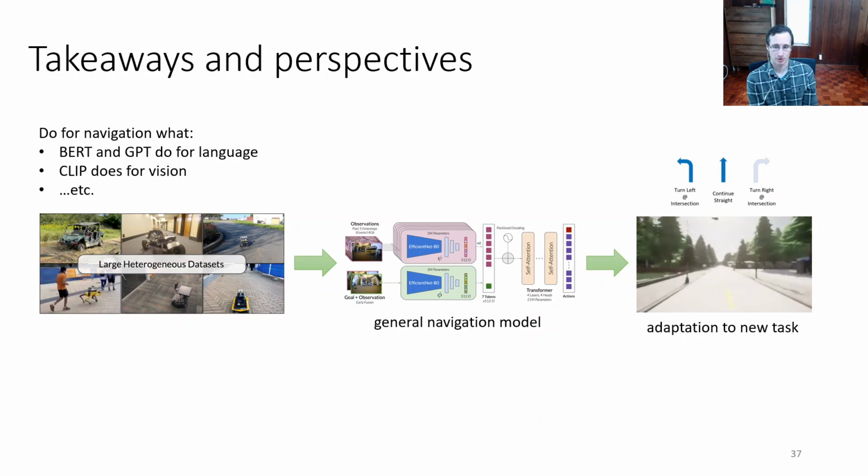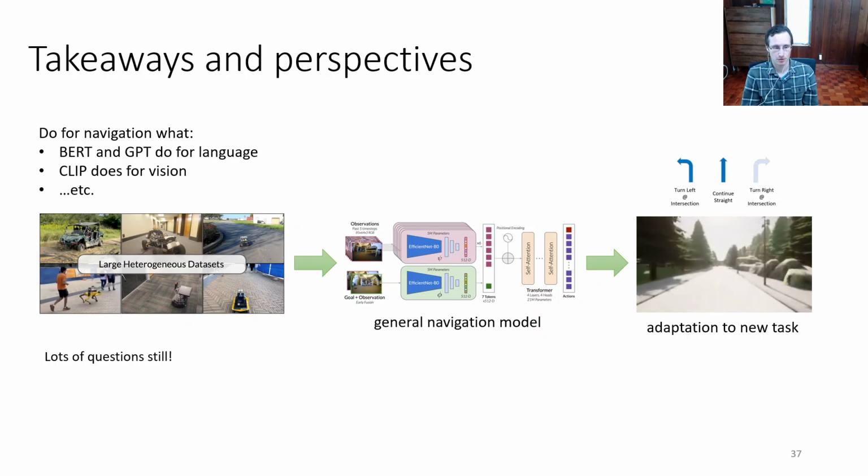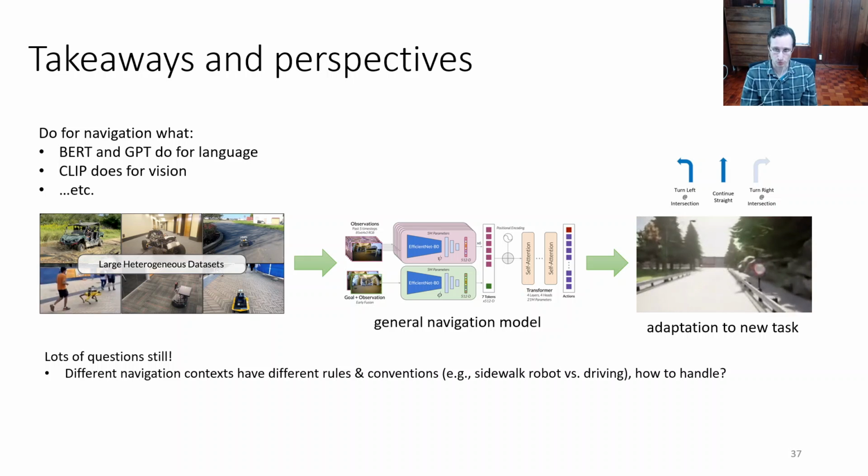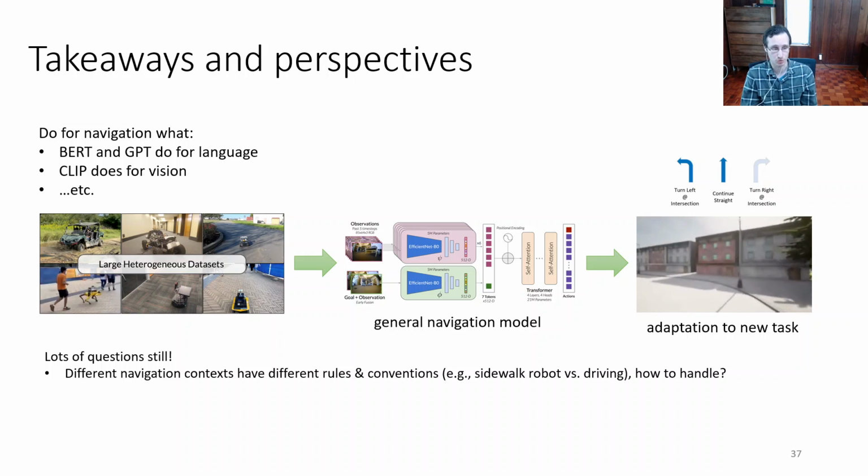So some takeaways and perspectives about ViNT. The goal here was really to do for navigation what BERT and GPT do for language, or what CLIP does for vision. There are still quite a few questions that are left unanswered with this method. For example, different navigational contexts have different rules and conventions, like sidewalk driving versus driving on the road for an autonomous car. The model doesn't really have any way to take into account things like rules of the road, although it is fine-tuned with some amount of data, so the fine-tuning itself could imbue it with some amount of those rules, but it would be interesting to explore other ways to give it more context, like language descriptions.